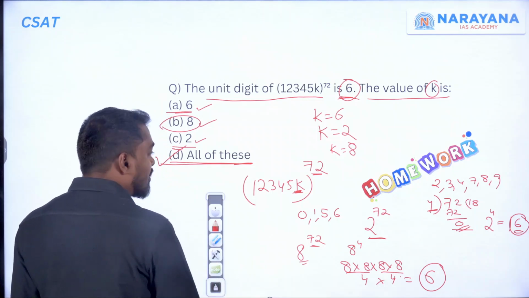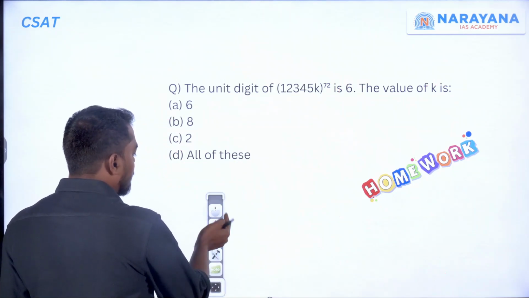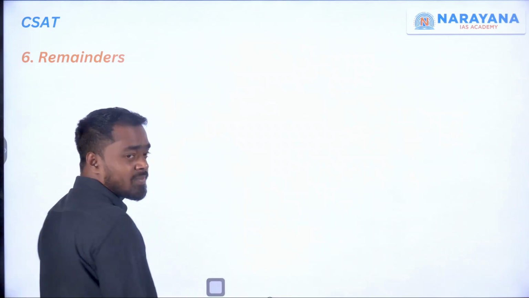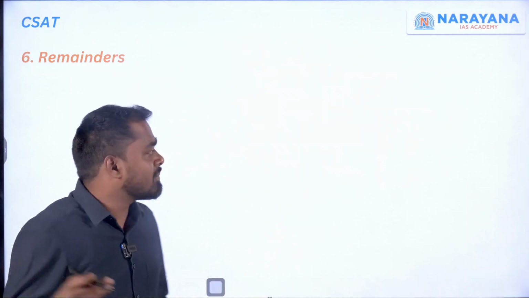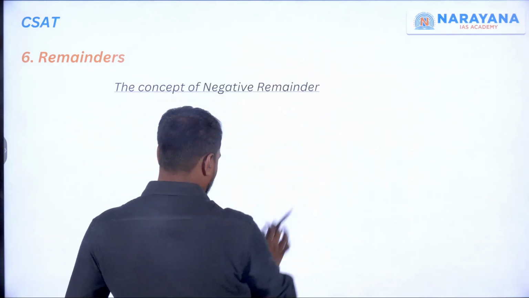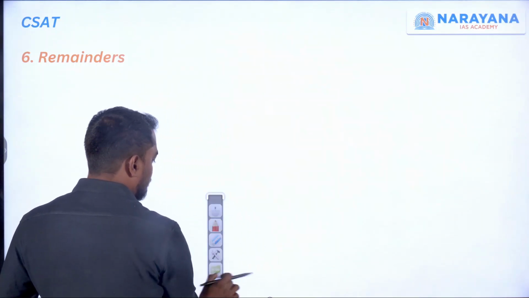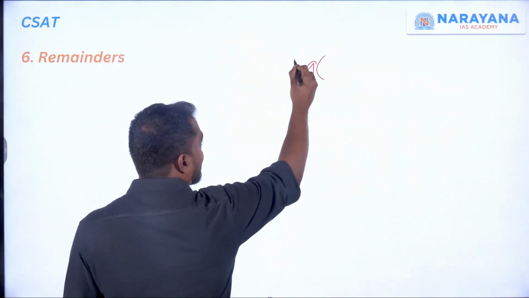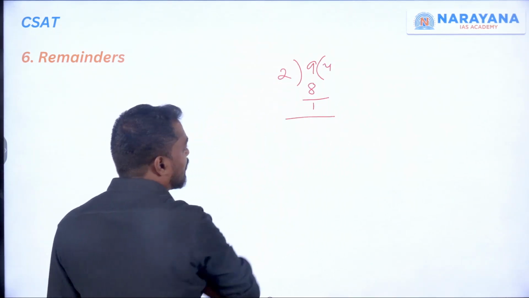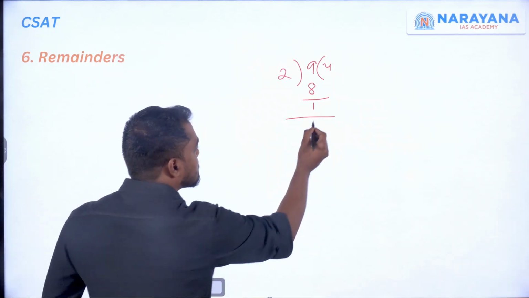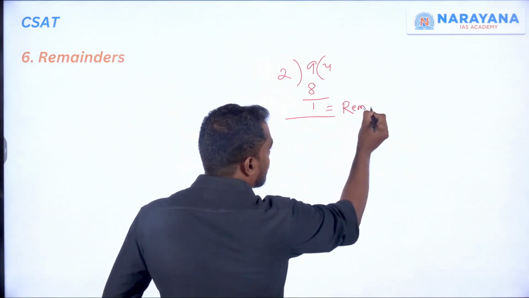Try to solve all the homework questions. So our today's concept is remainders. Very important one. So what is a remainder? It is the value left over after the process of division. For example, if you take 9 and divide it by 2, 2 fours are 8, you are getting a value left over of 1. So this is called the remainder, right?